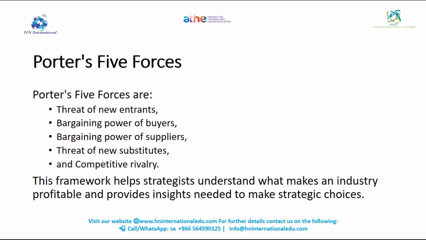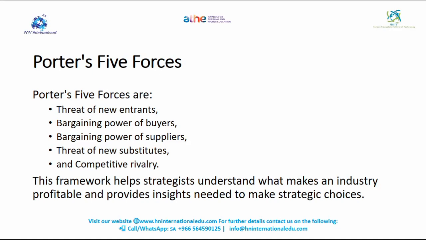Then the Porter's five forces. The Porter's five forces are threats of new entrants, like the new people who are going to join your industry, the industry that you are working on, and they might be coming with new knowledge, new techniques, new strategy, and definitely their strategy may work even better for the market. So this is the threat for you.